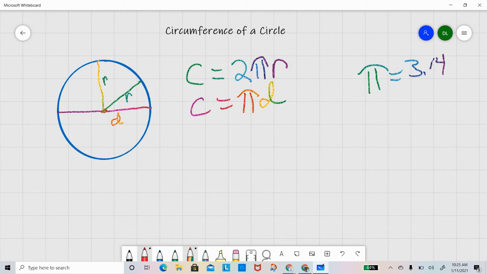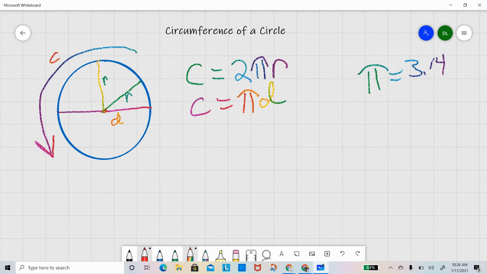Now, circumference is just like perimeter, but it's the perimeter of a circle, right? So the distance, if I go all the way around this circle, that's what circumference is, right? It's the distance all the way around the circle.